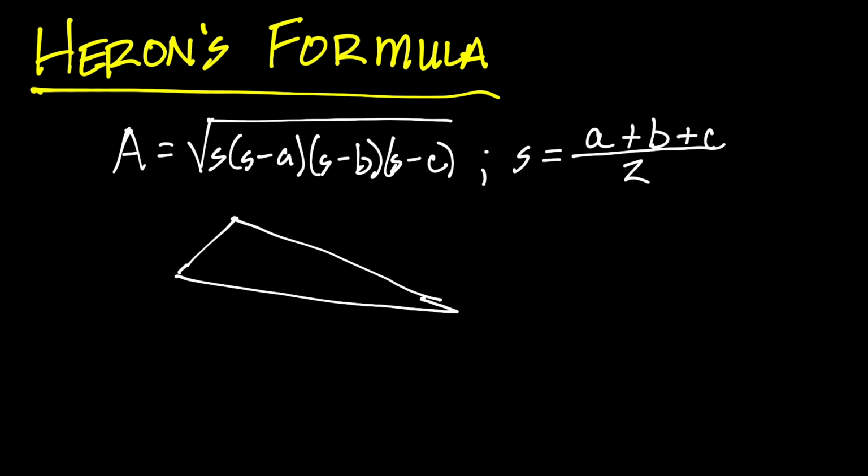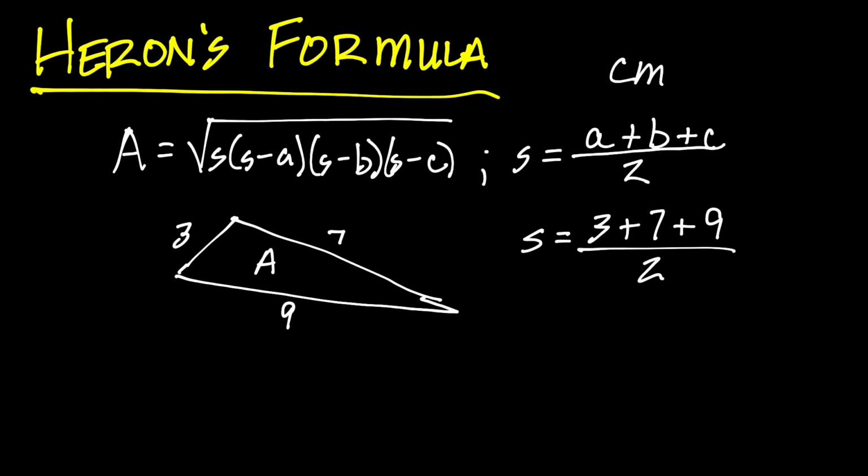Let's call this 3 centimeters or whatever. And let's call this, say, 7, and we'll call this one 9. So we'll say we're dealing in centimeters, just so we have a unit at the end. So we want to know what is the area of this triangle. So the first thing we do is we calculate what's called the semi-perimeter. So we add up the three sides, 3 and 7 and 9, and then divide by 2. So that equals 19 divided by 2, or 9.5.